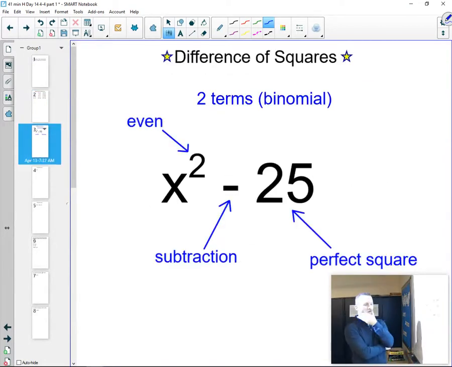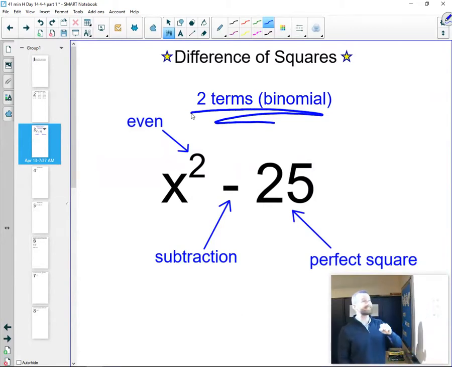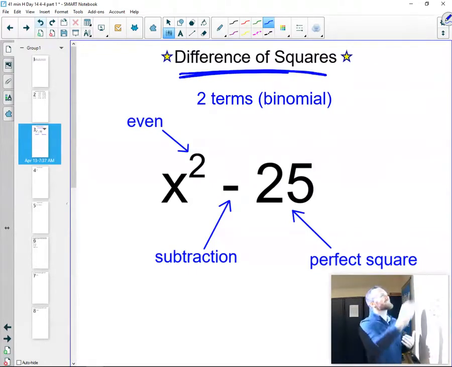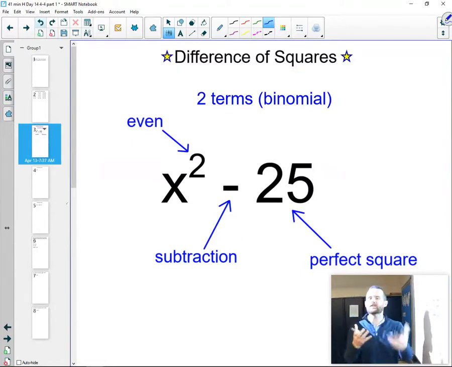Now let's take a look at sort of our checklist for what we need to see before we can use the difference of squares. So the first thing we need to see, the polynomial has to have two terms. It needs to be a binomial. And basically, the checklist pretty much is the title. It needs to be the difference of squares. Remember, the word difference means subtraction, and squares just means perfect squares. So we need to be subtracting two perfect squares. So that's where the binomial comes in, and we see that we need subtraction in between our two terms.